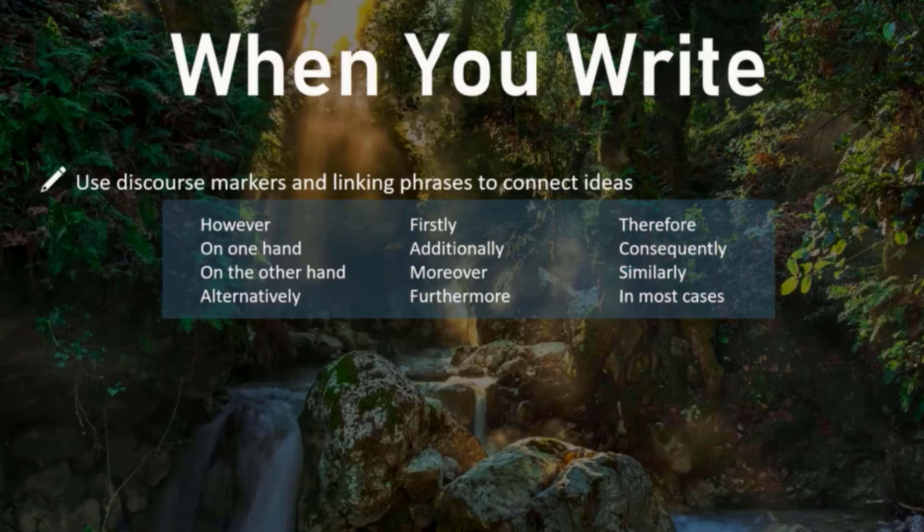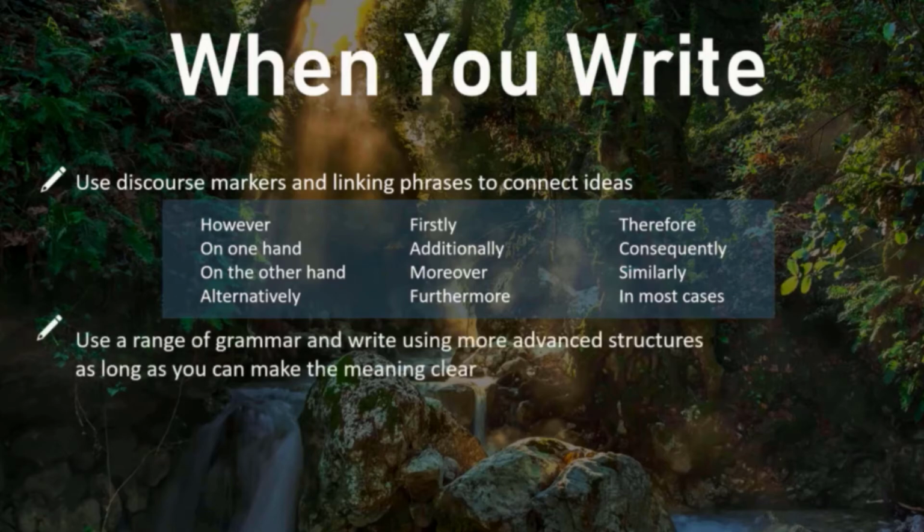Another thing you want to think about is to use a range of grammar and write using more advanced structures, as long as you can make the meaning clear. That is very important. Your number one priority should be ensuring that what you write is clear and easy to understand. But beyond that, the next thing is you really want to ensure that you use a wide range of grammar despite whatever mistakes you might make.